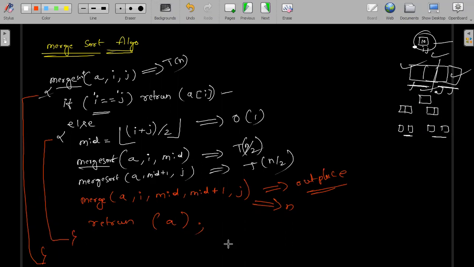So finally, what is the time complexity for this one? N by 2 plus n by 2, you get the value n, nothing but totally big O of n. So this is the time complexity for this.